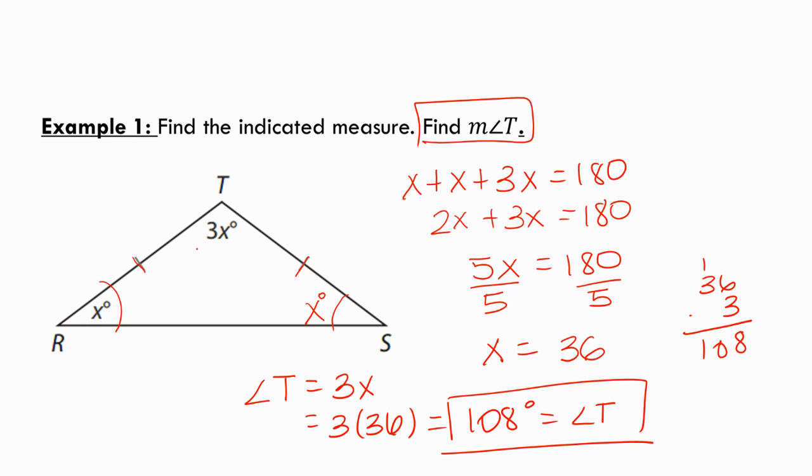Remember, you can always check these by plugging in. This is 108 and these were 36. So when I add those all together, those should equal 180, right?